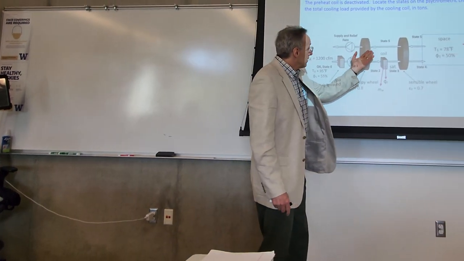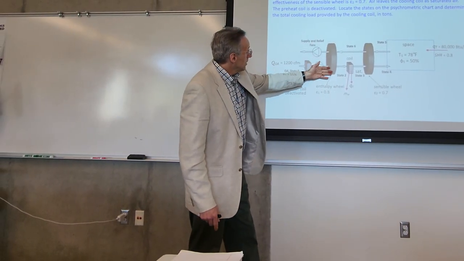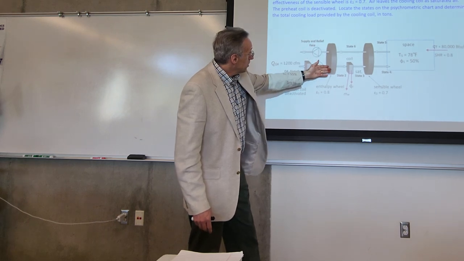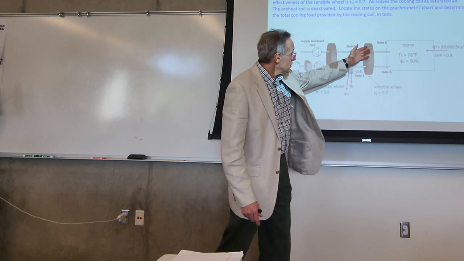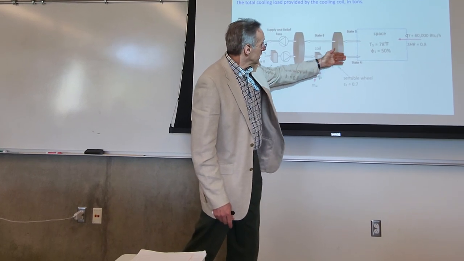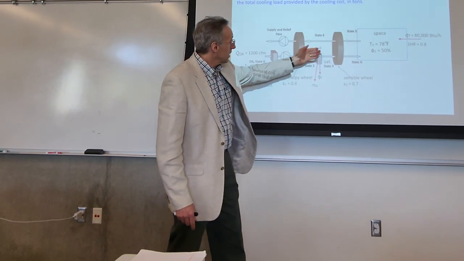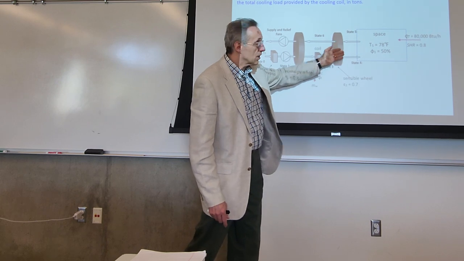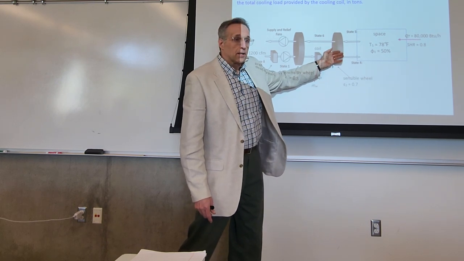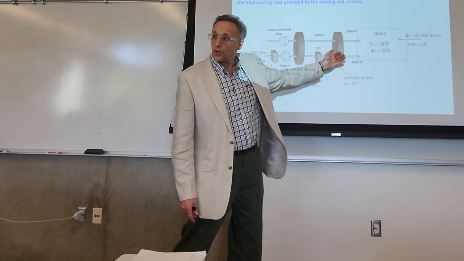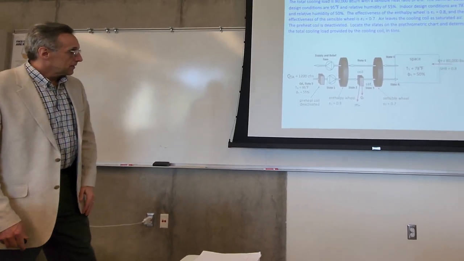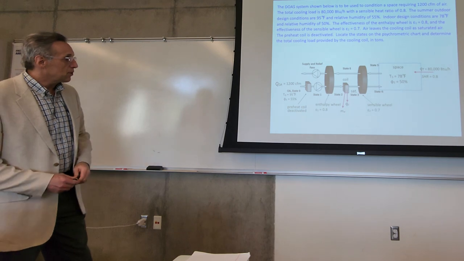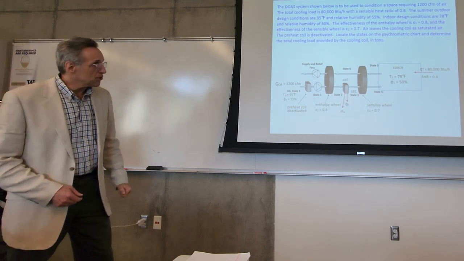So this can exchange sensible energy and latent energy between the two streams, whereas this one is just a sensible wheel, or call this an energy recovery ventilator, a heat recovery. This one can only exchange sensible energy between the two streams. And it's got 95 degree Fahrenheit coming in, 55%.